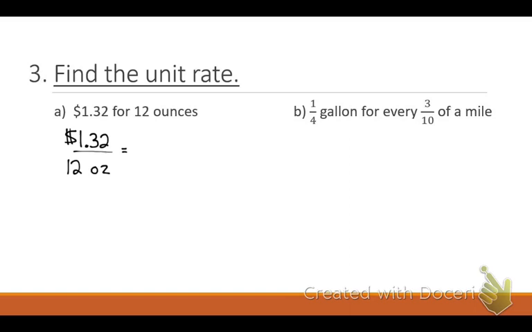Samuel, how much? 11 cents. 11 cents per ounce. Next time you go to the grocery store, and you're in some of those boxed goods areas, or even if it's packs of gummies or anything that has a weight to it, I want you to look at the price tag.